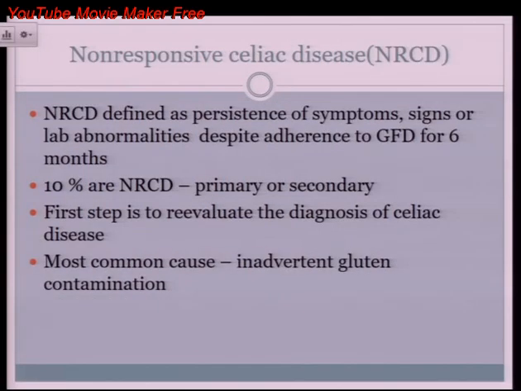So there's an entity called non-responsive celiac disease. So these are patients who have persistent symptoms and lab abnormalities despite adherence to a gluten-free diet for 6 months. First step when somebody comes with that is you have to check and see if the initial diagnosis of celiac disease was correct in the first place. Second thing you want to check is see if they have any hidden sources of gluten. And then if you rule out those things, then you can look for other things.